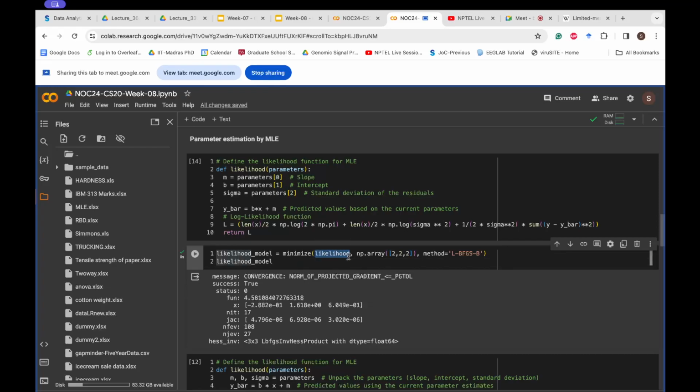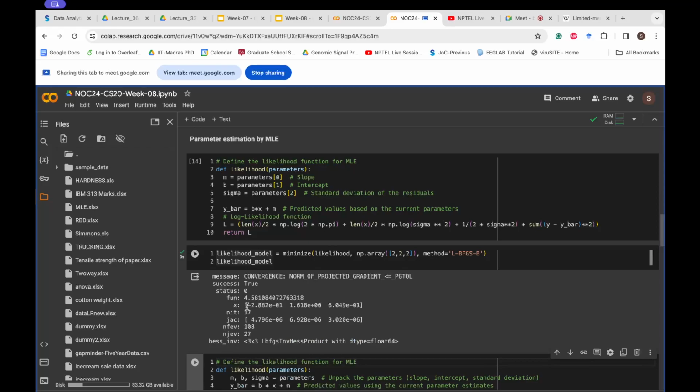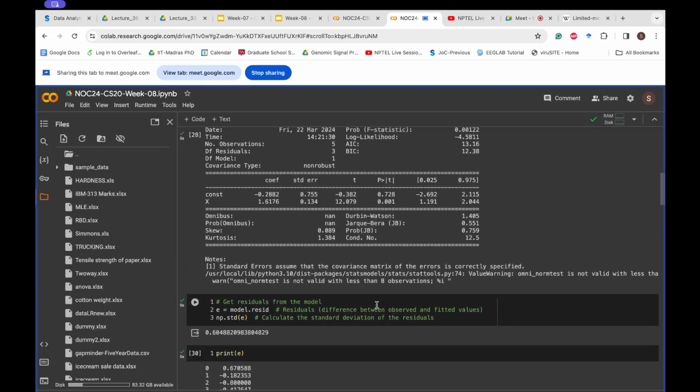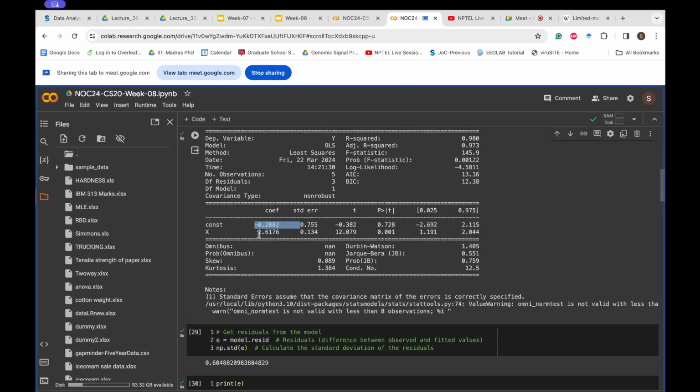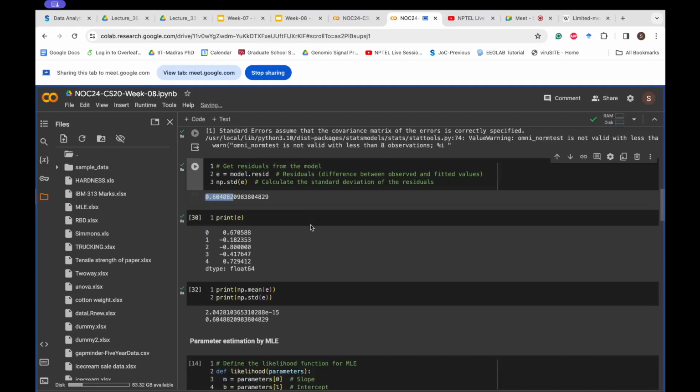So we have a likelihood function. We are passing the initial guesses of these parameters, beta naught, beta 1 and the error of the residuals, and passing this method name. This was used by Professor Ramesh, so I am using it as it is over here. Let me just run this. You can see that beta naught, beta 1 and the error term over here are exactly the same as beta naught, beta 1 and the standard deviation of the error term that we found using ordinary least squares.